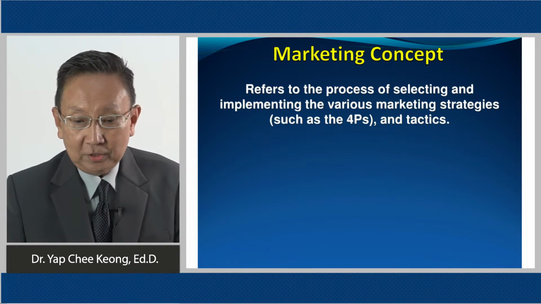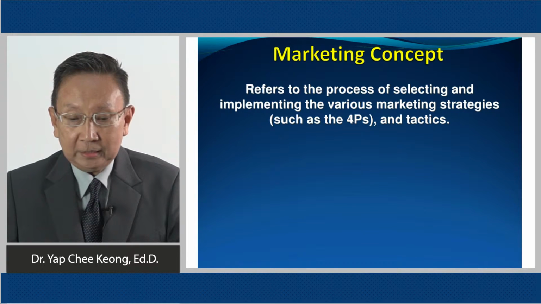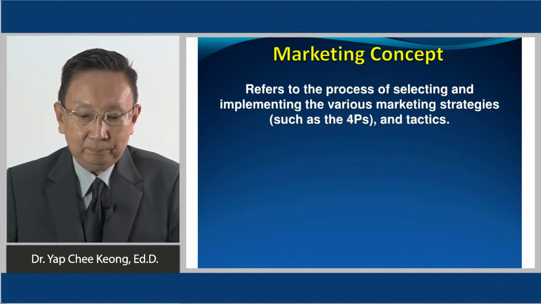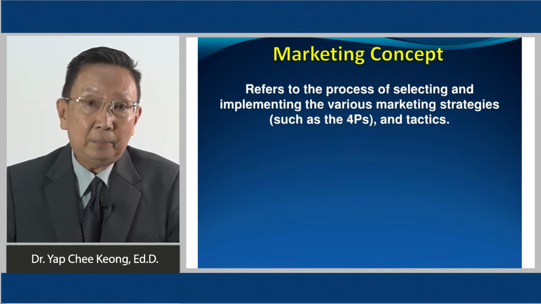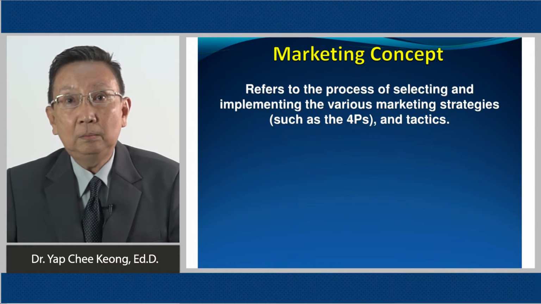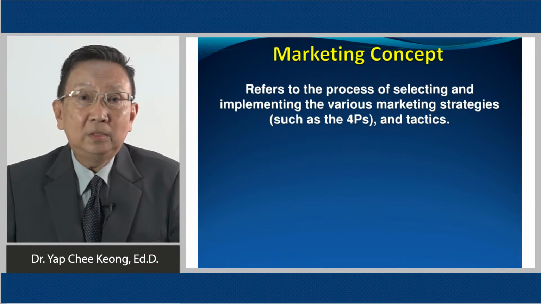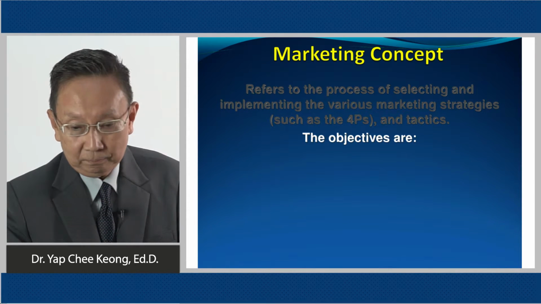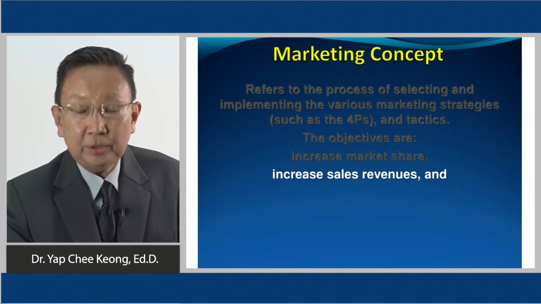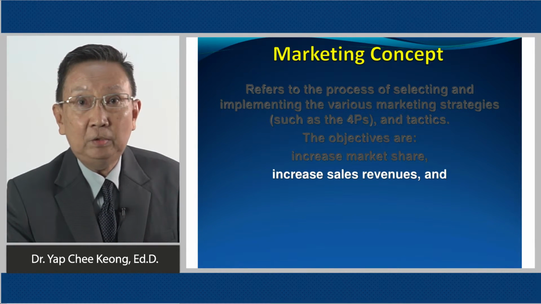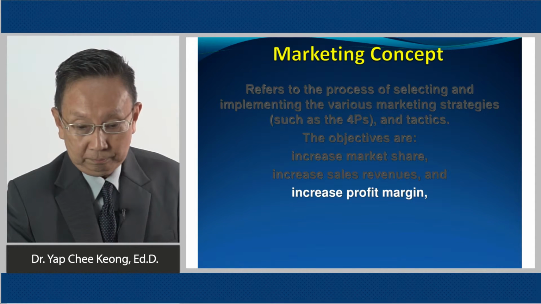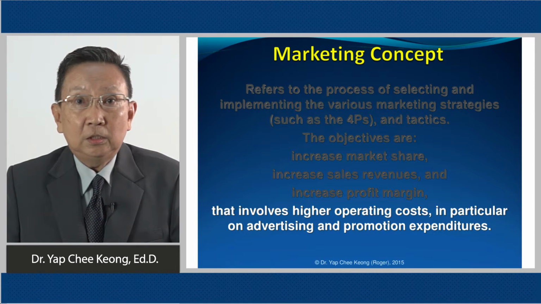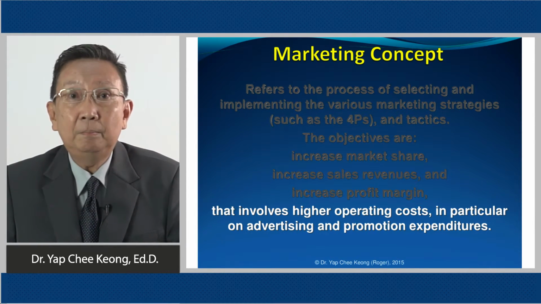Marketing concept refers to the process of selecting and implementing the various marketing strategies, such as the four P's in a product, or the 7Ps in service marketing. And 4Ps, in this case, refers to product, price, place, and promotion. And the tactical involved in trying to sell the product is basically short term, not more than 3 months. The objectives are to increase market share, increase sales revenue, the number of units sold in a given period, and increase profit margin. And therefore, that involves higher operating costs because the firm has to spend lots more on advertising in mass media.